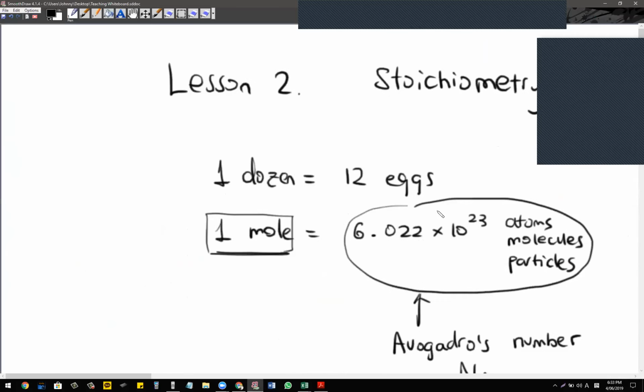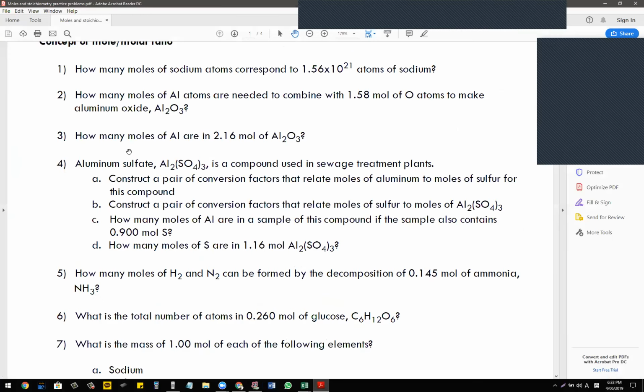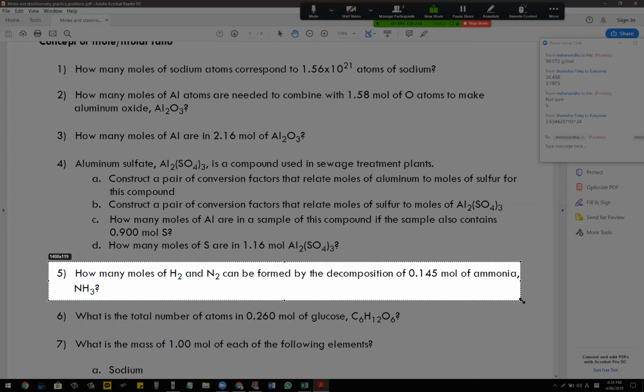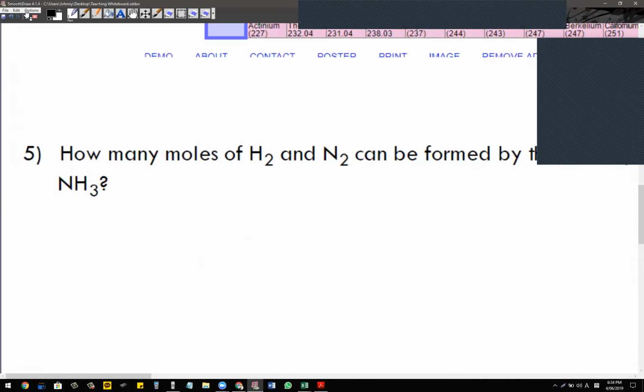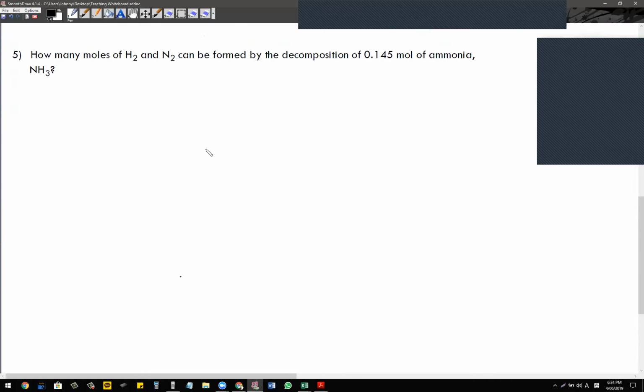Now we're going to move on to the worksheet. So I think we covered up to question 5 last time. Is that right? Yeah, so we're going to go through question 5 again, though, because it's a pretty fun question, you know? So I've got this one here. How many moles of H2 and N2 can be formed by the decomposition of 0.145 mole of ammonia NH3?